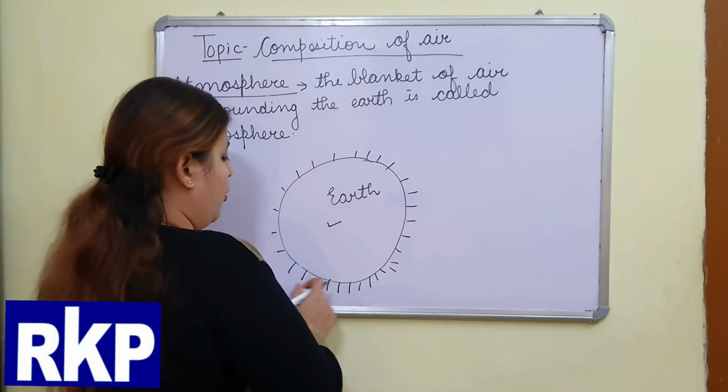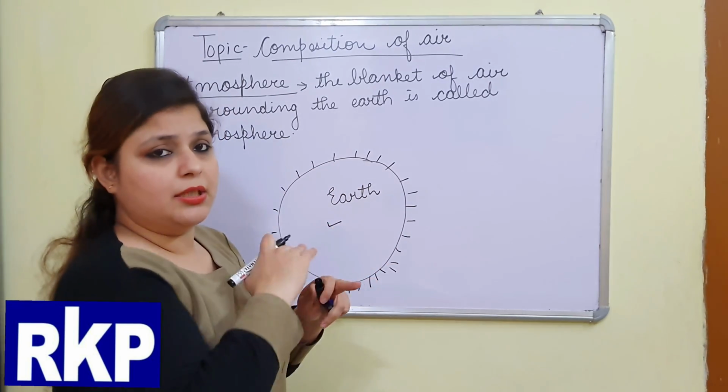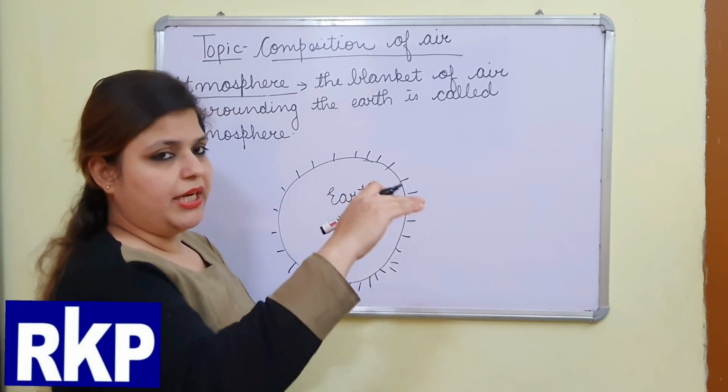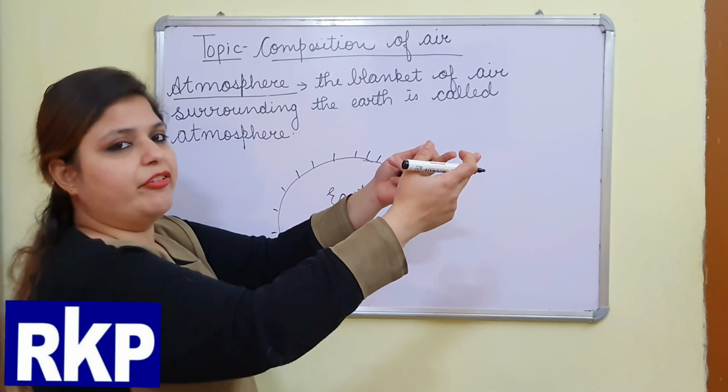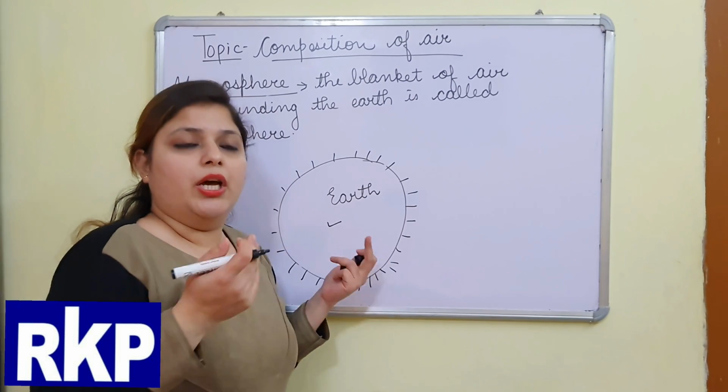But if we are living on the surface of the earth, and we all know that the earth is not flat, the earth is not straight, earth is spherical in shape like a football. So if we are living here, why are we not falling down? We are not falling down.